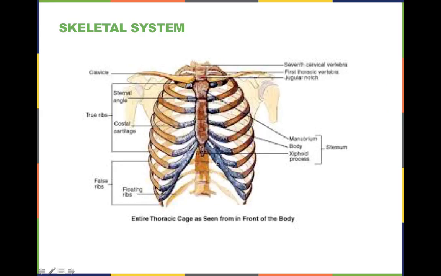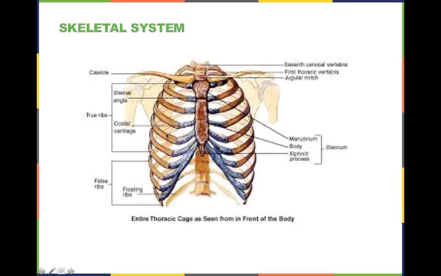This is the thoracic cage. The thoracic cage is made up of the various ribs, the sternum, and the thoracic vertebrae in the back. We also show in this picture the clavicles. The sternum is made up of 3 bones: the manubrium, which is this top part, the body of the sternum here, and the xiphoid process here. And this junction here is called the sternal angle.